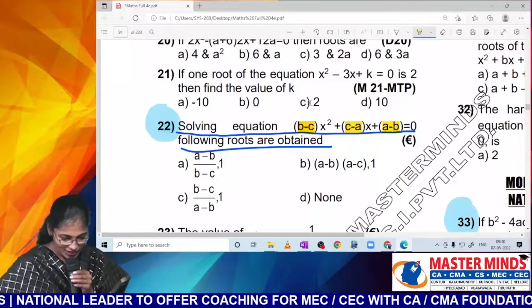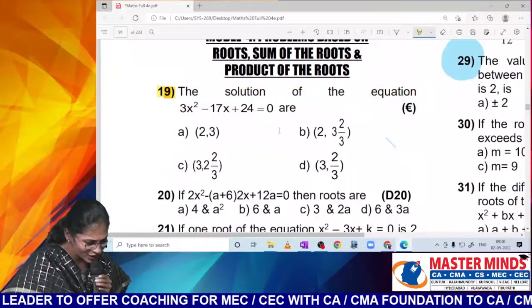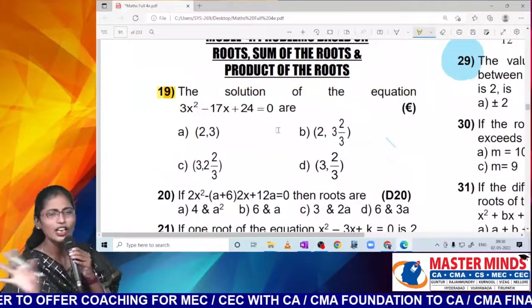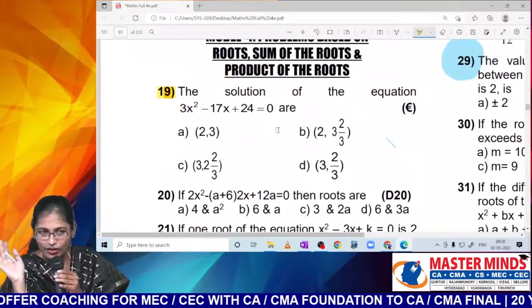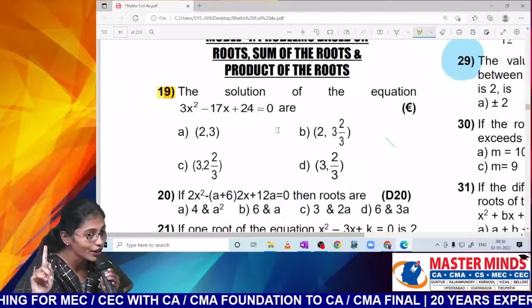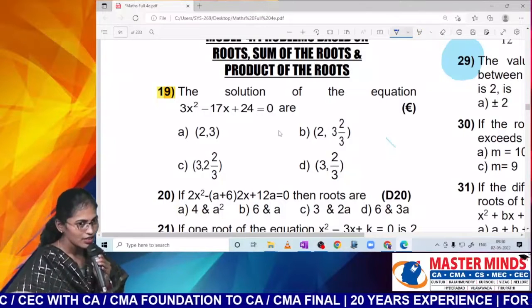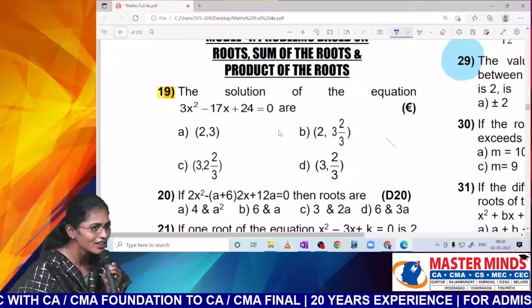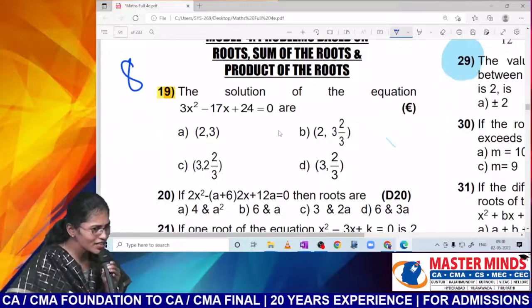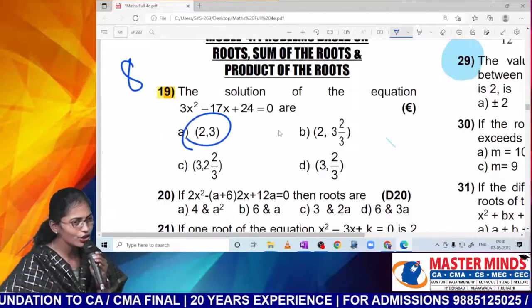Okay, so next. For example, if I asked you to solve this 19th question, you people will definitely go for substitution only. But I'm not doing that. I'm going for product of roots. Could you please tell me what is the product of roots, guys? Make it fast. C by A means how much? Who will calculate that? What is C by A? Is it 8 or not? Is it 8? What is 2 into 3?